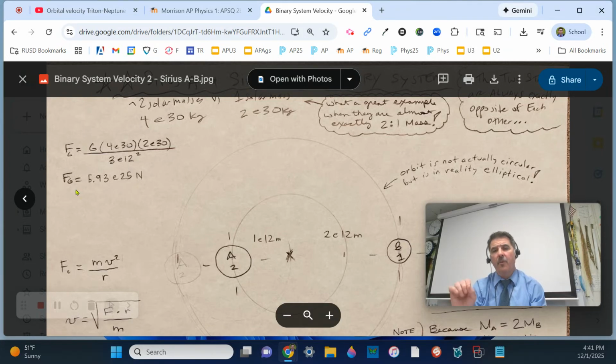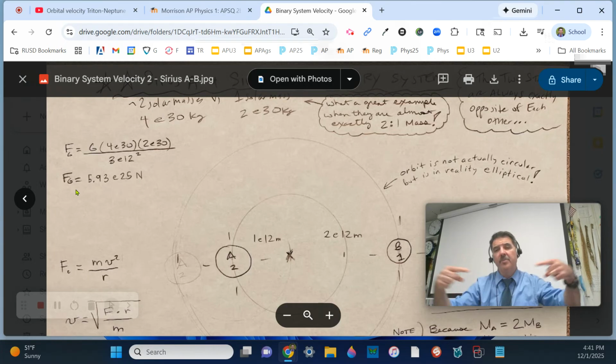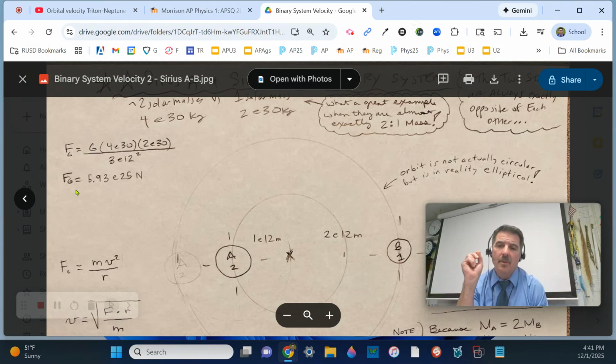You take that and you get the force of gravity between them is 5.93 times 10 to the 25th. Now, that's the same gravity on each one. It's like Newton's third law. You pull me, I pull you, right? And so the force of gravity is always the force between two objects, Sirius A versus Sirius B. So the force of gravity between them is that.